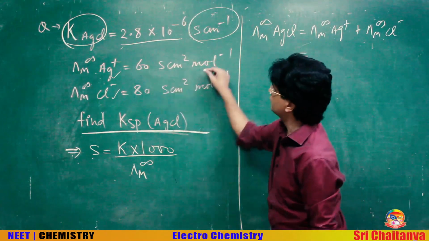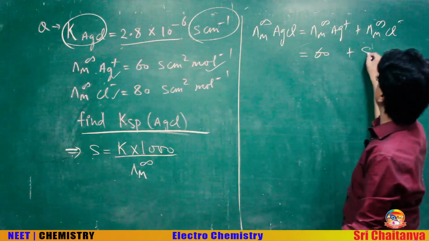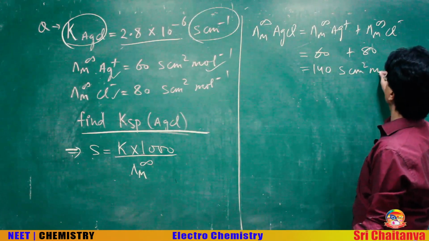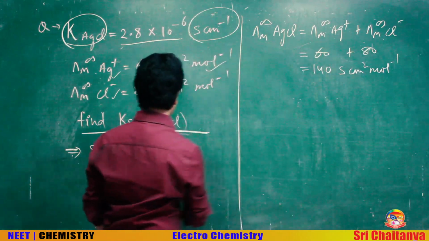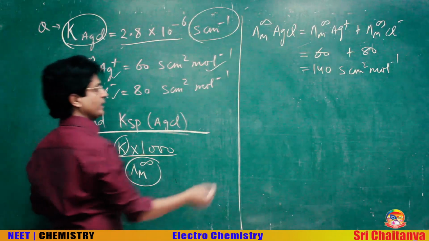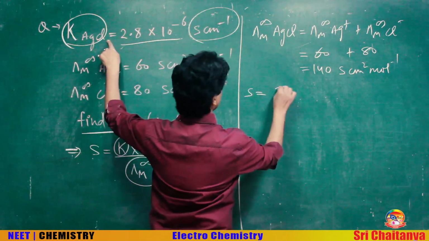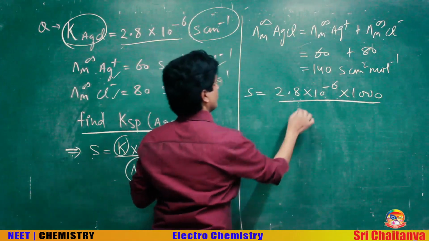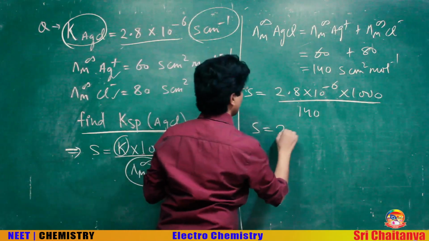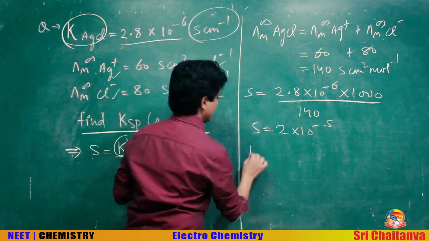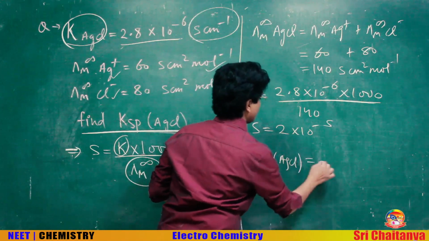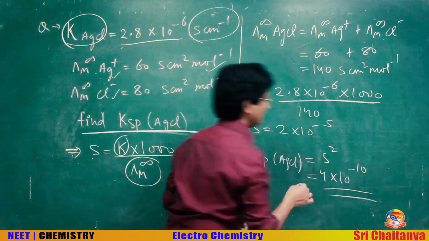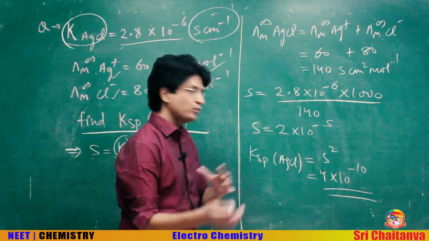So this is given as 60 plus 80. So this will be 140 Siemens centimeter square, look at the units also, per mole. Now I got this, I know kappa, I can calculate solubility. So solubility from here will be, kappa is given as 2.8 into 10 to power of minus 6 into 1000 divided by 140. You solve it, you will get 2 into 10 to power of minus 5. And Ksp for a salt like AgCl is S square. So answer will be 4 into 10 to power of minus 10. Simple one, I believe. Okay, let's move to the next question now.